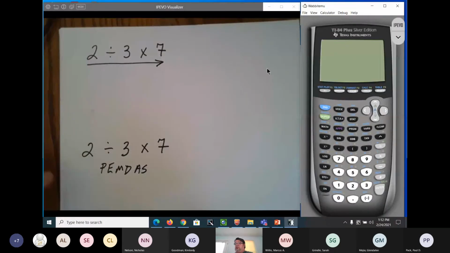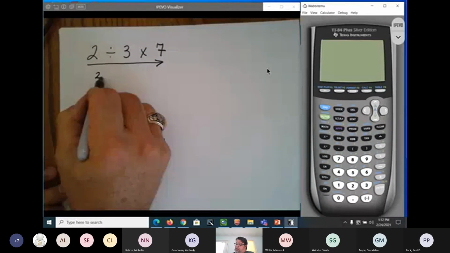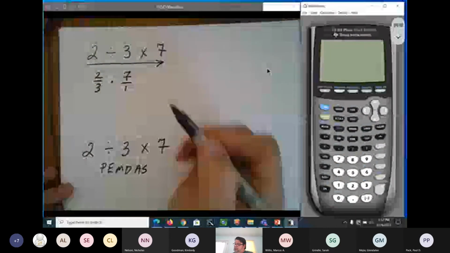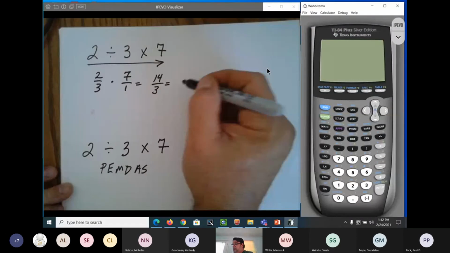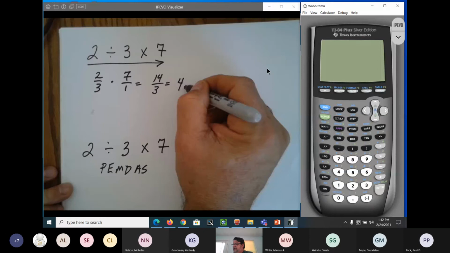Well, I know which one is correct. 2 divided by 3 is 2/3 times 7/1. And that's going to be 14/3, which if you wanted to change it into a mixed number, it'll be 4 and 2/3, or 4.67.